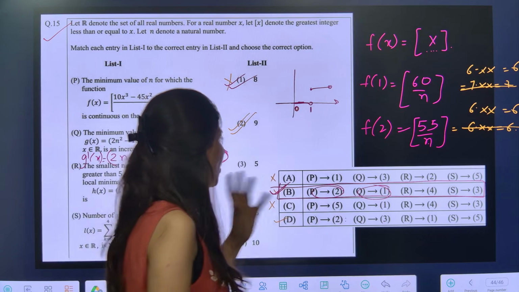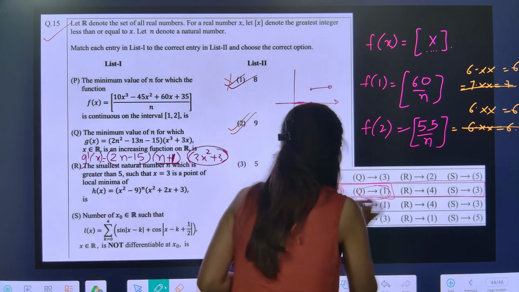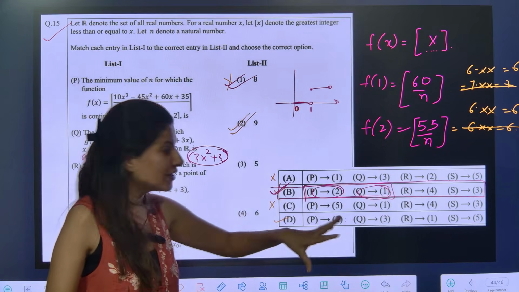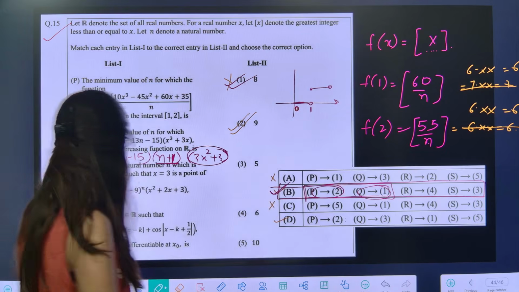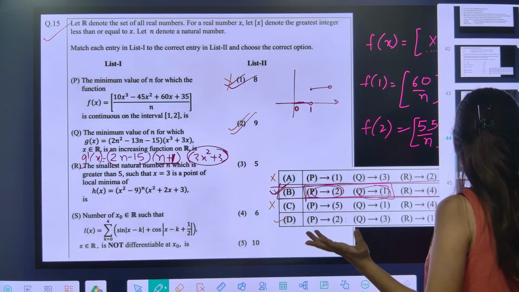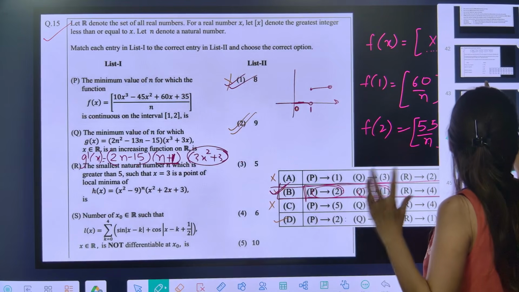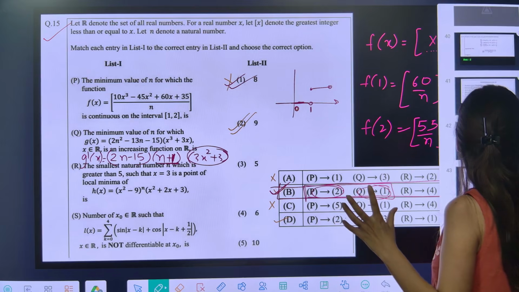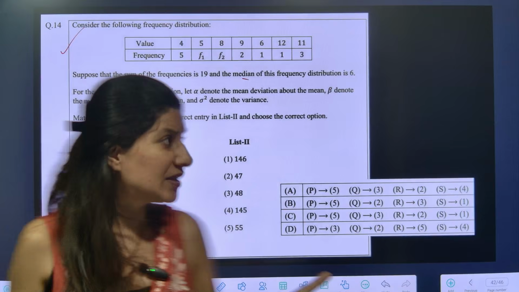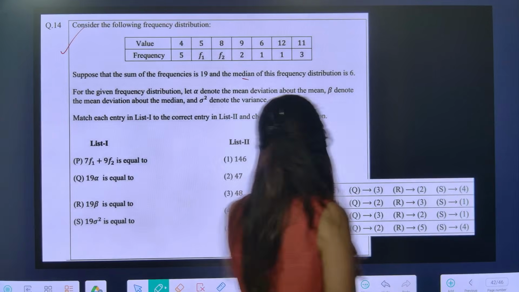P2, Q1. Only a single option is having P2, Q1. No point of confusion. You don't have to solve each and everything. So we can leave this question right away, okay? So this is how you can actually dominate and do the JEE paper. This question also you can do in a similar manner. Don't have to do anything again.